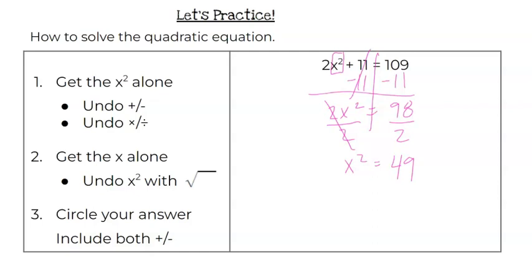And then now to get that x by itself, we're going to take the square root of both sides. We're going to take the square root of x squared and the square root of 49. Square root of x squared is just x. Square root of 49 is 7 and negative 7. And that is how you can solve quadratics using square roots.